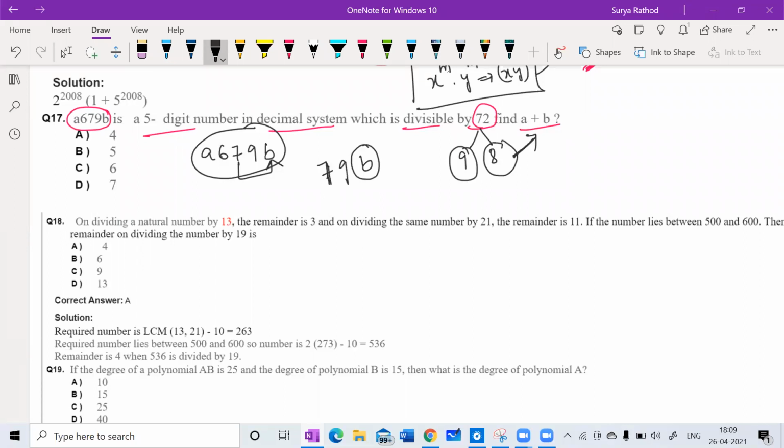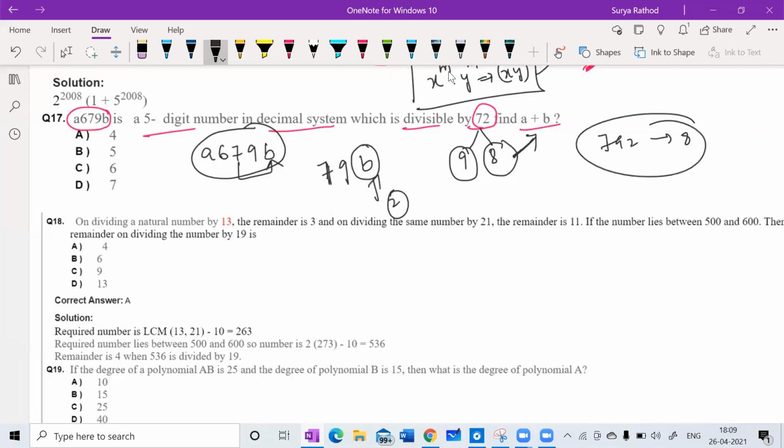Yes, sir, it is divisible. Divisible. So my B is what here now? 2. B is 2. So 792 is divisible by 8.